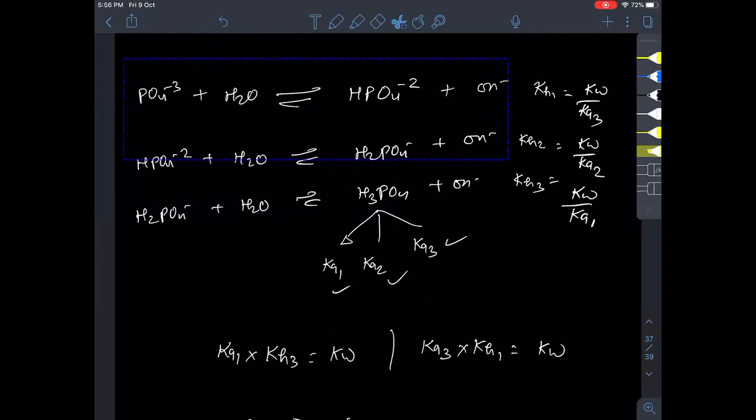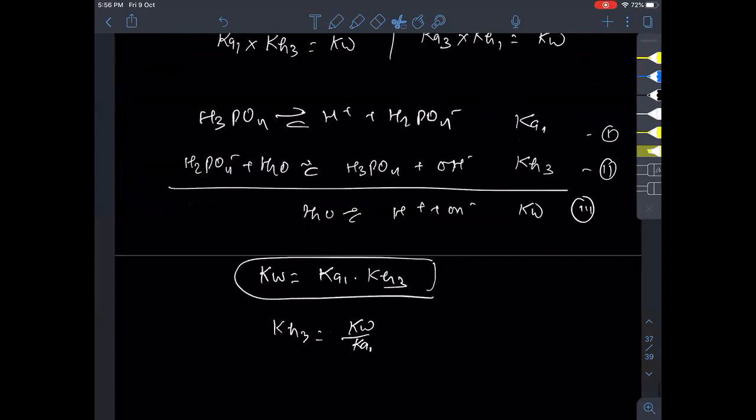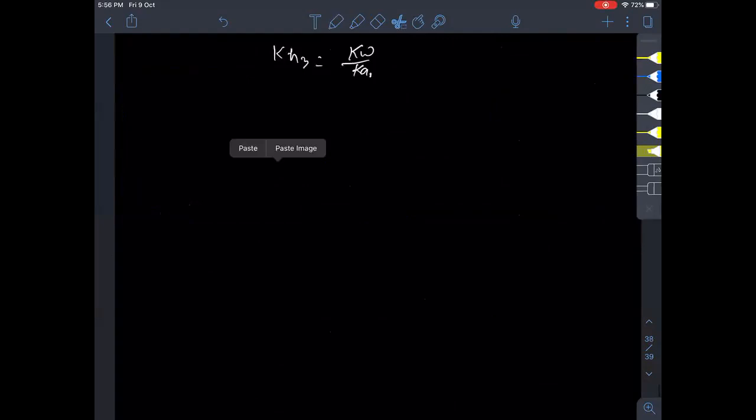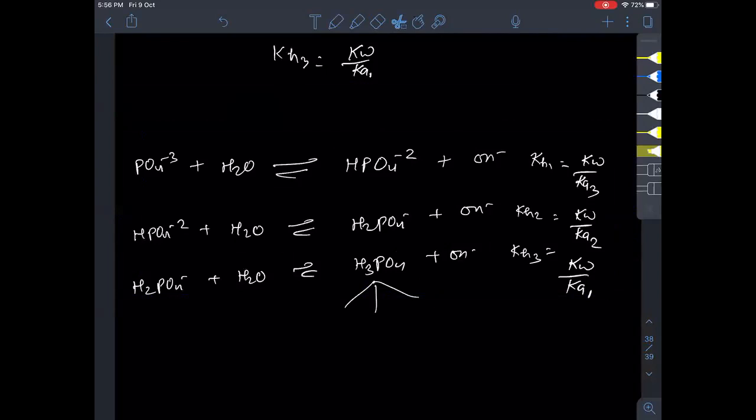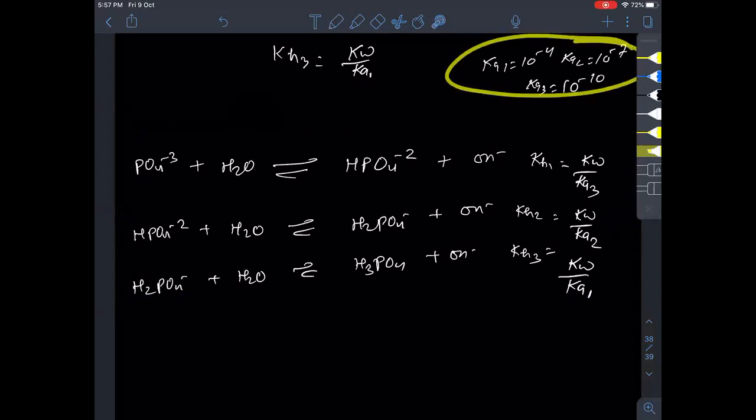Right, how to calculate the equilibrium, how to calculate the pH. Now suppose we are considering the previous value itself, like Ka1 as 10 to the power minus 4, Ka2 as 10 to the power minus 7 and Ka3 as 10 to the power minus 10. Suppose I am taking like this.